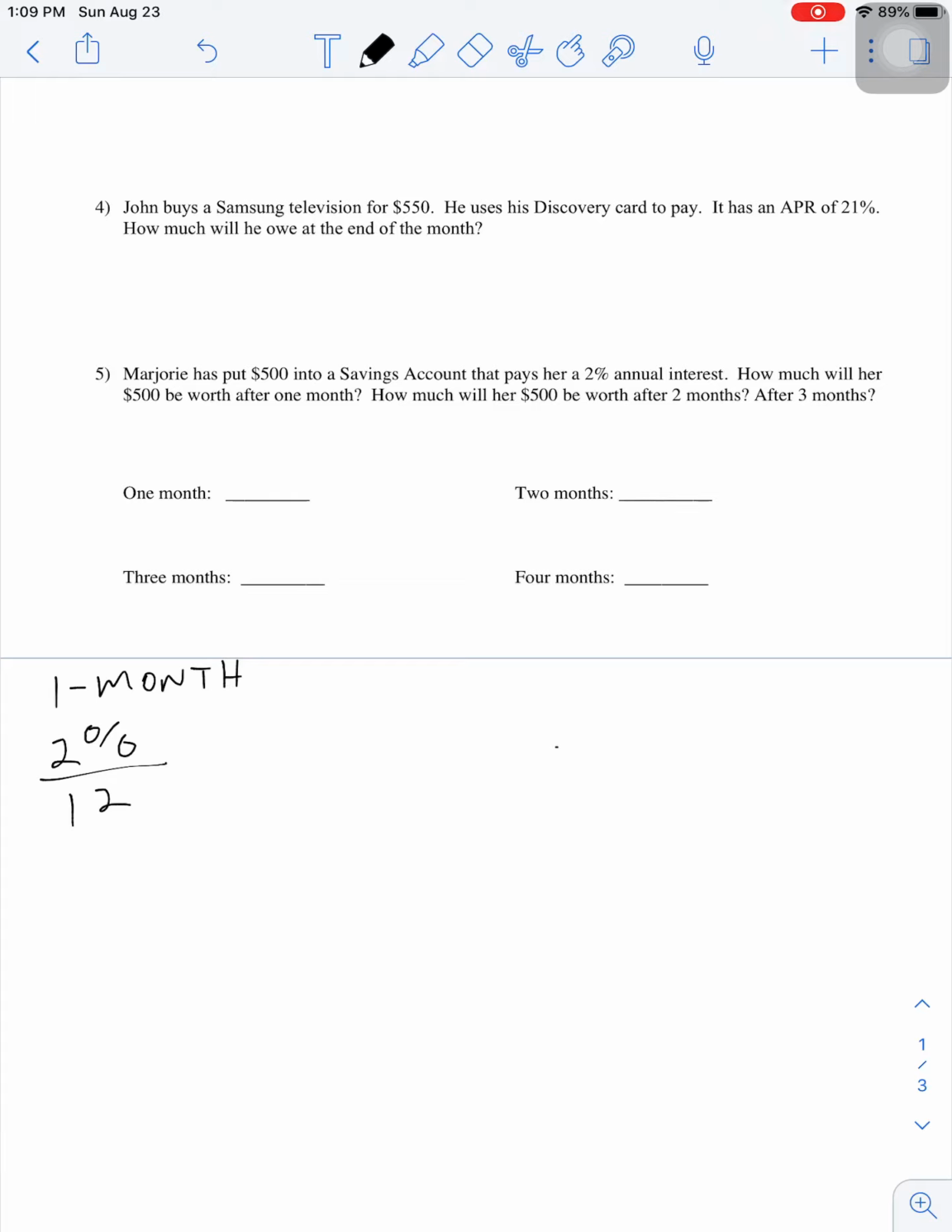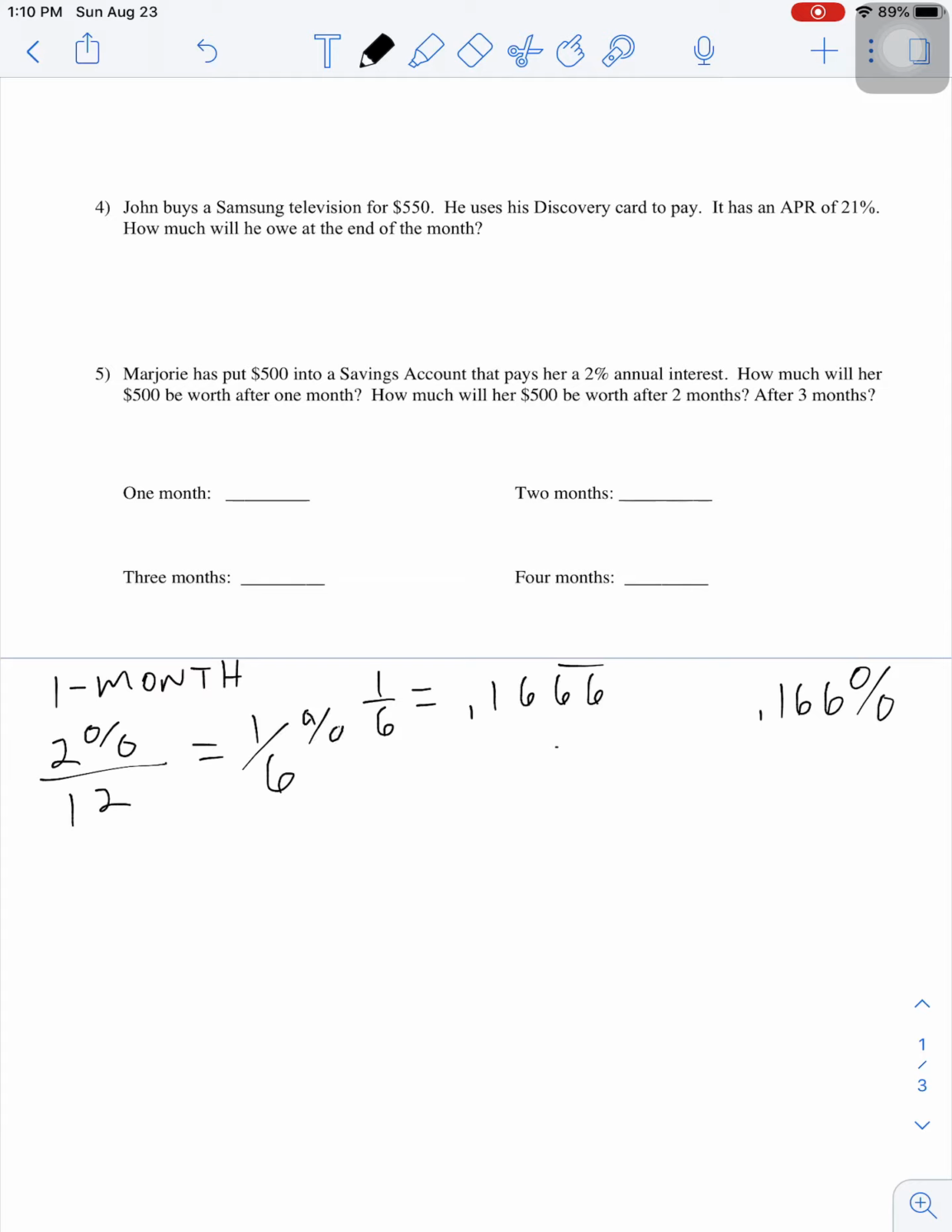Okay, so if we reduce that, that's 1/6%. Meaning that if we take 1/6 and convert that into a decimal, it's 0.1666 repeating. We'll probably just cut it off at 0.166.